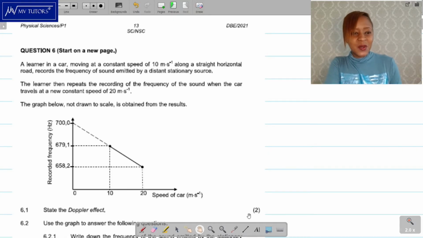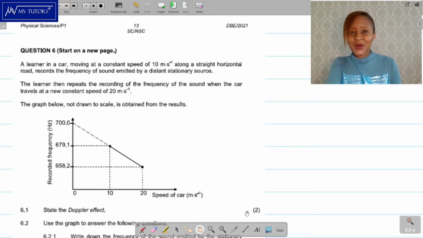Let's read what question 6 is saying. A learner in a car moving at a constant speed of 10 meters per second along a straight horizontal road records the frequency of sound emitted by a distant stationary source. We don't know where the source is. Is it in front of this moving vehicle? Is it behind? We'll see as we read further. The learner then repeats the recording when the car travels at a new constant speed of 20 meters per second. The graph below, not drawn to scale, is obtained from the results.